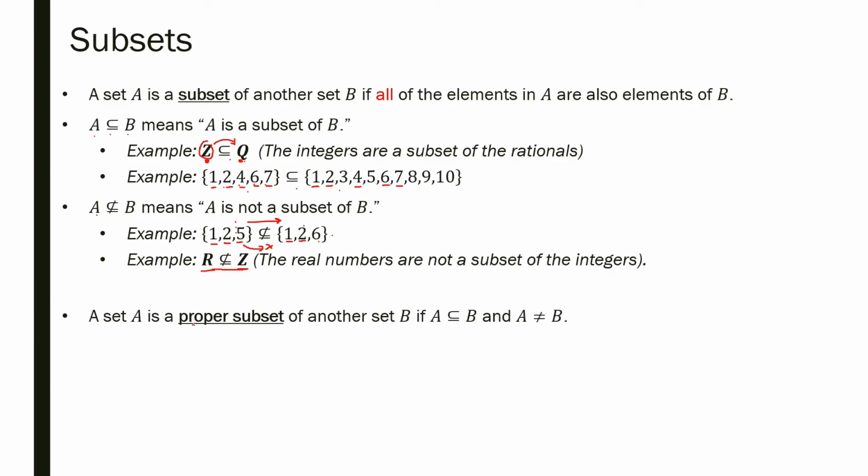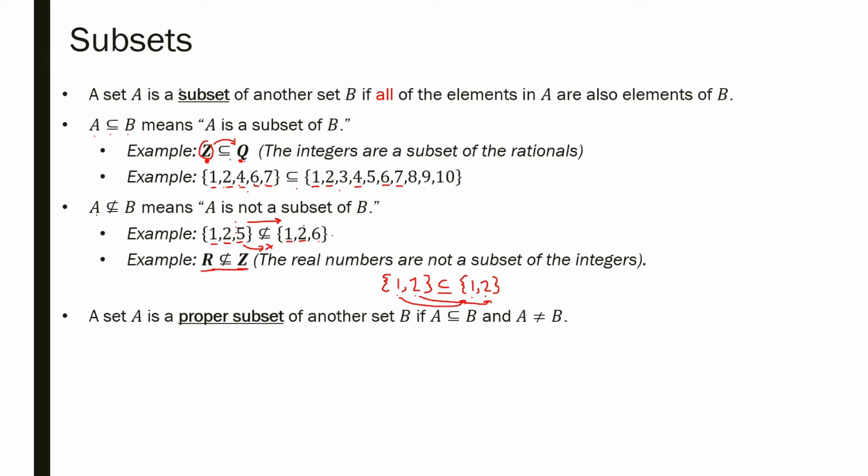Okay, a set A is said to be a proper subset of another set B if A is a subset of B, but A does not equal B itself. We didn't mention this, but you can have this right here. Consider the set 1, 2. 1, 2 is a subset of the set 1, 2, right? Because 1's here and it's in here, 2's here and it's in here. Therefore, this is a subset of this. So they can be the same.